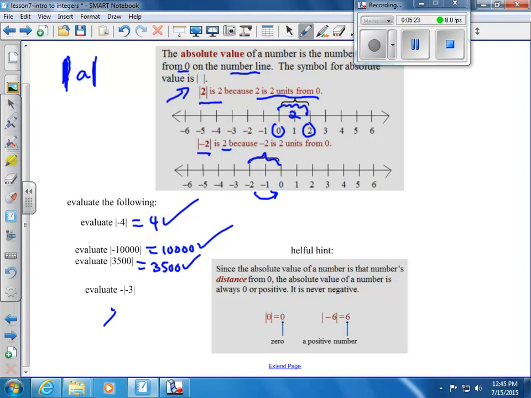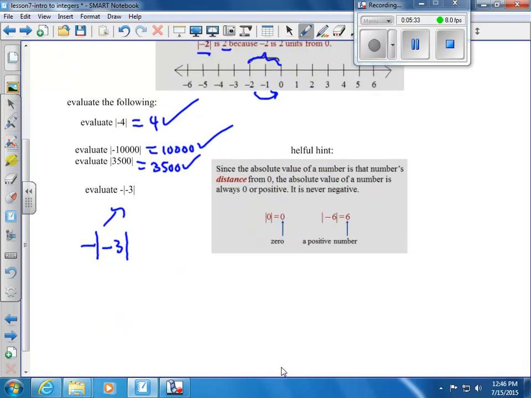Now this one's tricky. Notice that it says evaluate negative, bar, negative 3, end bar. So take it in baby steps, right? What's the absolute value of negative 3? Well, that's clearly 3. But now there's a negative floating out front, so what do you do? Just record it. So you're actually going to arrive at negative 3. Okay?